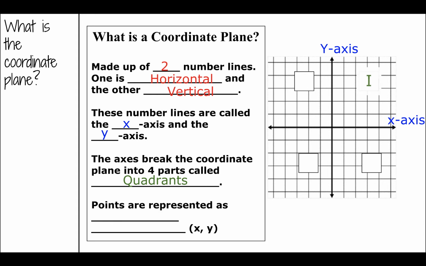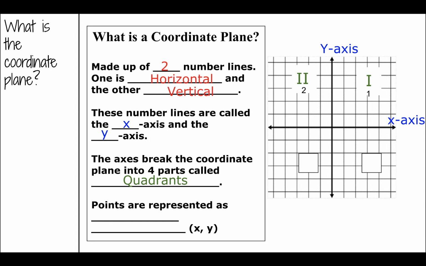Quadrant 1 is in the upper right, and we label them with a Roman numeral. So that's a capital I. If you're not comfortable with the Roman numeral 1, the capital I, write a little 1 underneath it. And then if we move to the left, so the top left, that's quadrant 2. And we label it with a Roman numeral 2, which is 2 capital I's. If you're not comfortable with the 2 capital I's representing quadrant 2, put a little 2 under it.